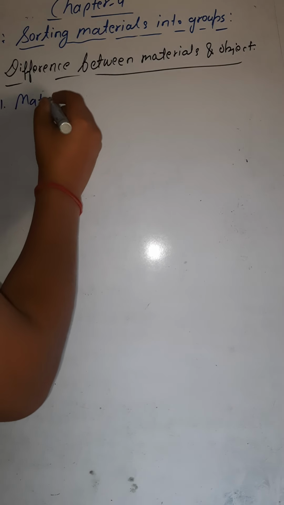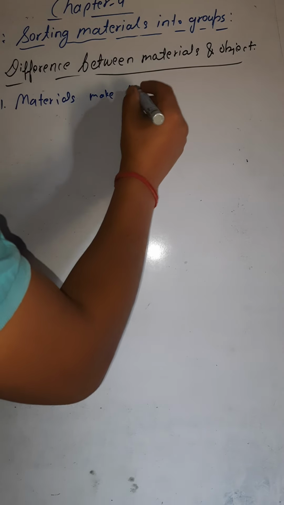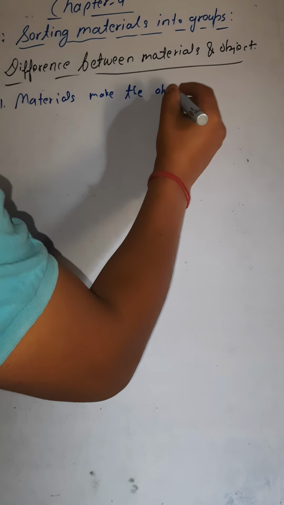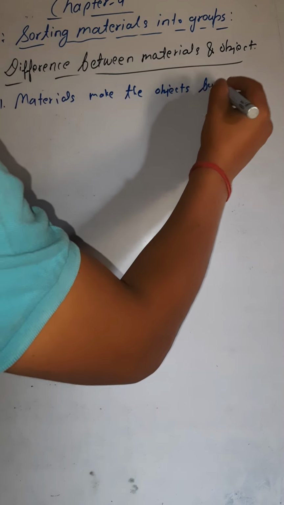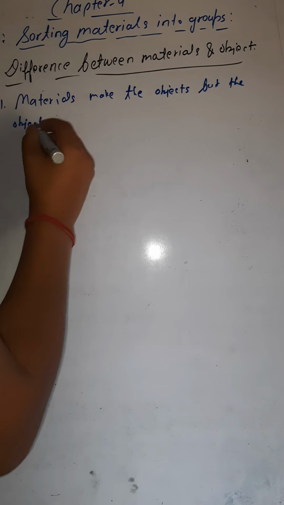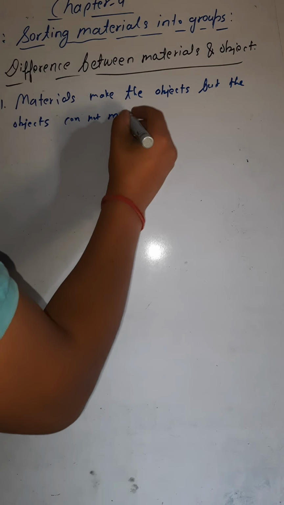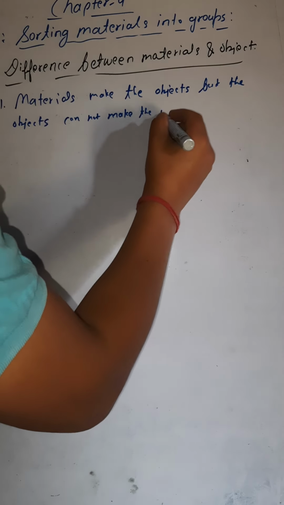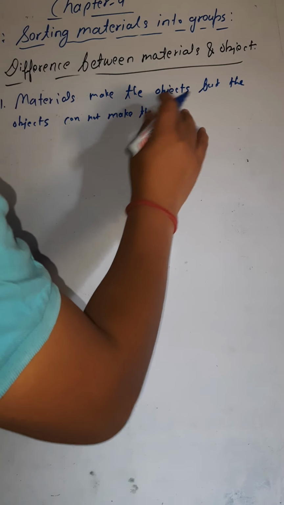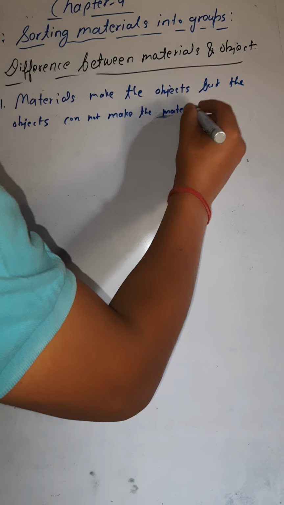Let me write it here. Materials make the objects, but the objects cannot make the material. The objects cannot make the material. So this is the first difference between the object and the material.